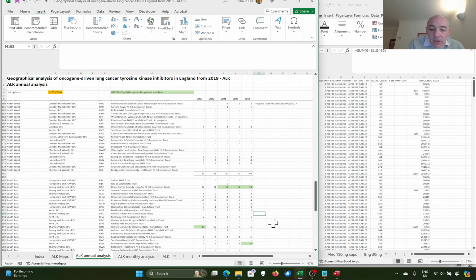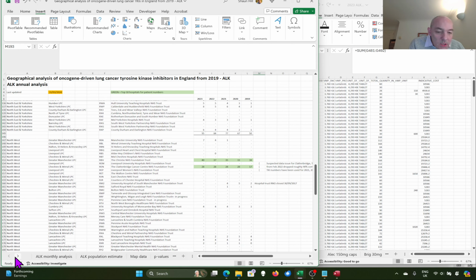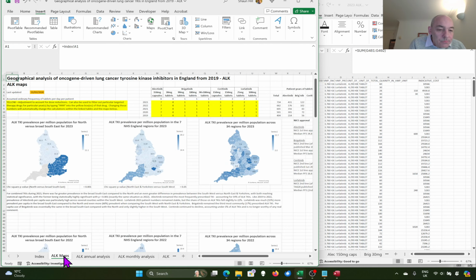So basically that's it. I will also talk about the p-values as well. The maps. I've got these chi-square p-values, so I've compared the two different regions. I've done the broad southeast compared to the north, and also again I've compared the southwest of England. So in this case, it's two low, what should be low PM 2.5 pollution areas with one another.